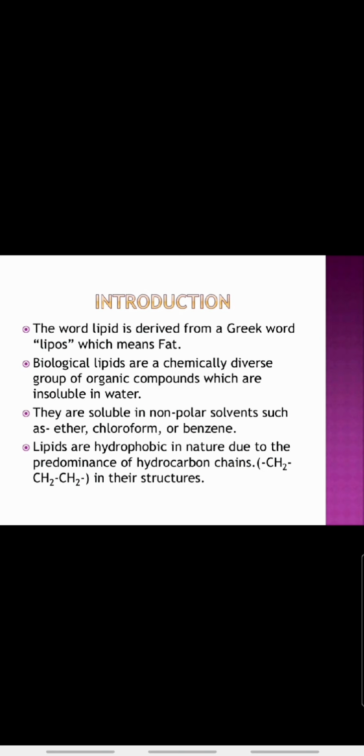Okay, it also said that lipids are hydrophobic in nature due to the predominance of hydrocarbon chains. That is why, as I said a while ago, when we say hydrocarbon, a single carbon is attached to another carbon, or a single carbon is attached to a hydrogen bond. When we say hydrophobic, we know that hydrophobic means fear of water.